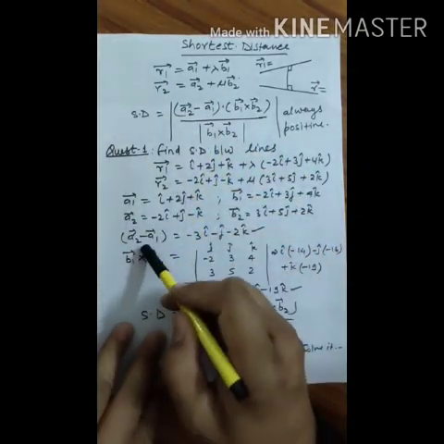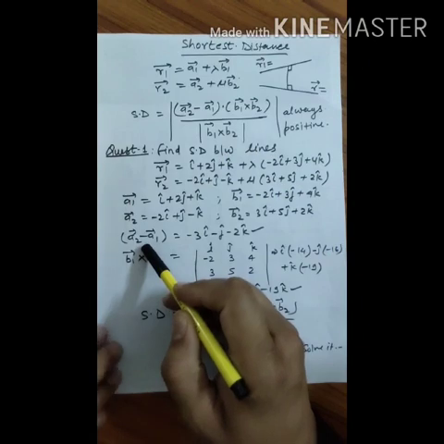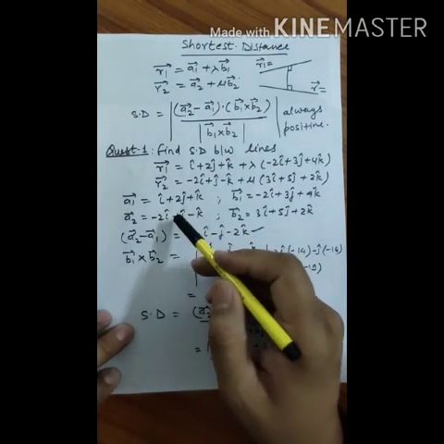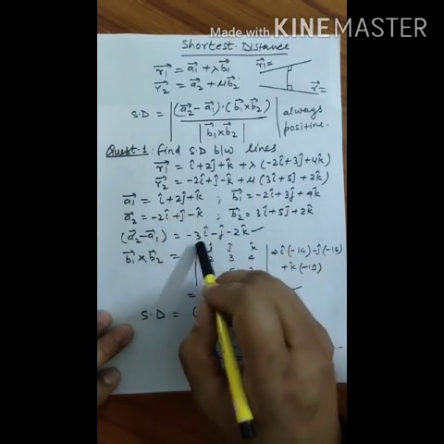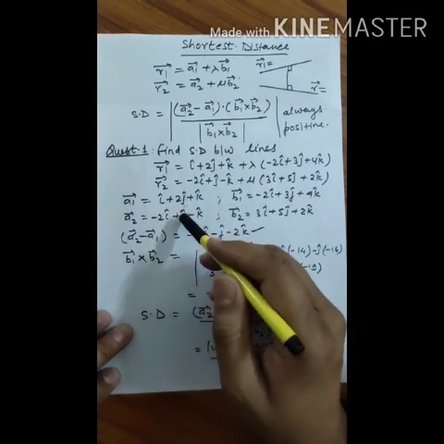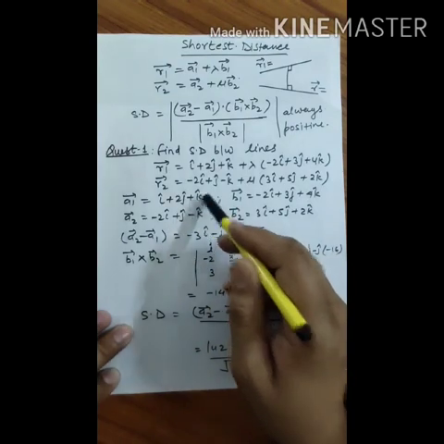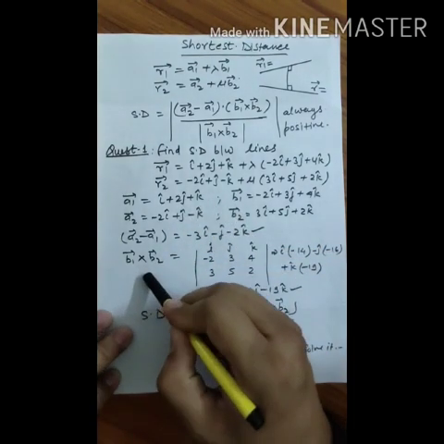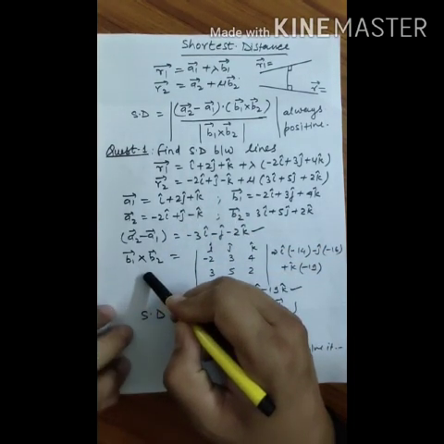So first find a2 minus a1. This is a2 and this is a1. Subtract both of them, a2 minus a1, we will get this. 2 minus 1 is 3, because minus 2... and 1 minus 2 is minus 1, minus 1 minus 1 is minus 2. And after this find b1 cross b2.